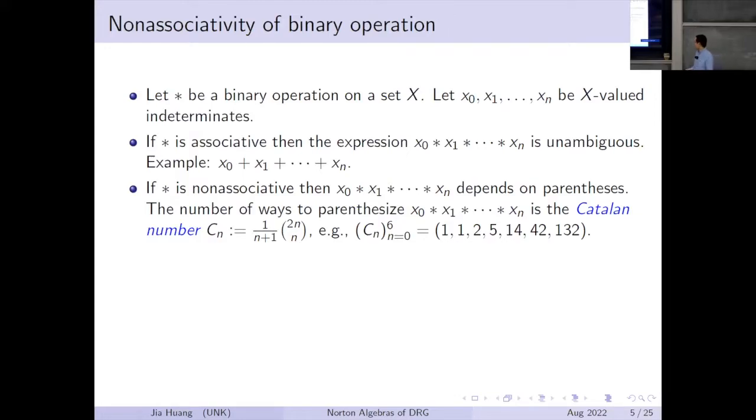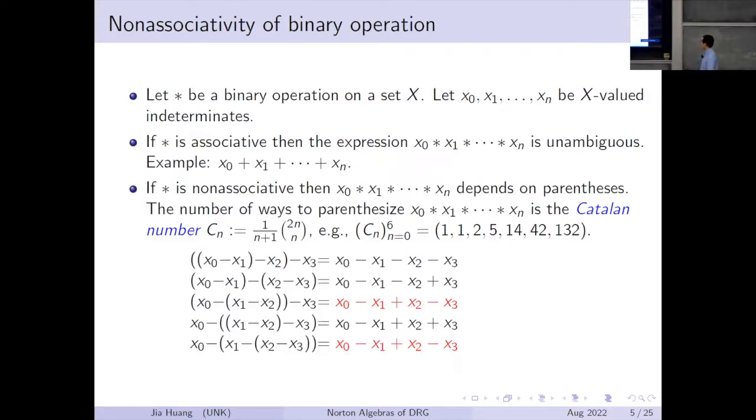If it's not associative, we need to insert parentheses, and the number of ways to insert parentheses is the well-known Catalan number. When you have x0 through xn, you have Cn many ways to insert parentheses. Cn is 1 over n plus 1 times the binomial coefficient 2n choose n. I list the first several entries of this Catalan sequence.